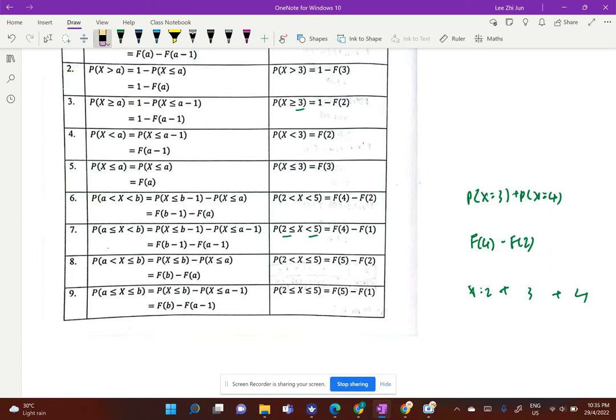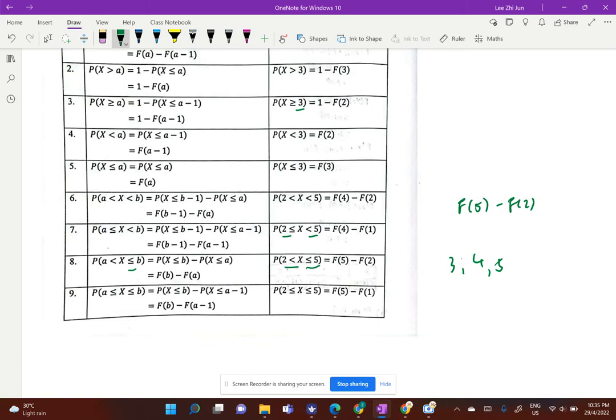But if it does not include a but includes b, like this case does not include 2 but includes 5, the outcomes included are 3, 4, 5. So just use F(5) minus F(2). No need to minus 3, because the 3 is included in this probability.